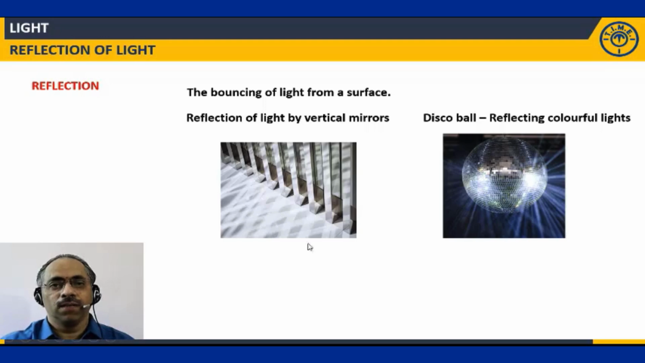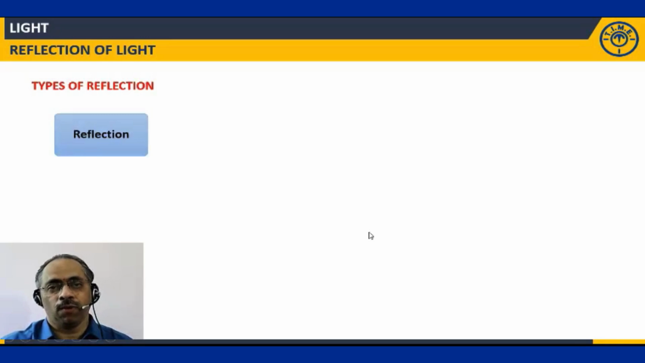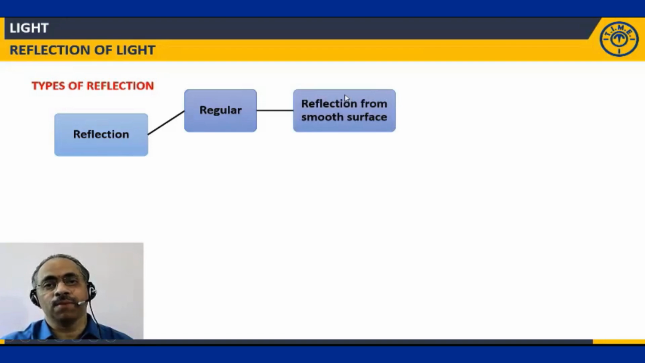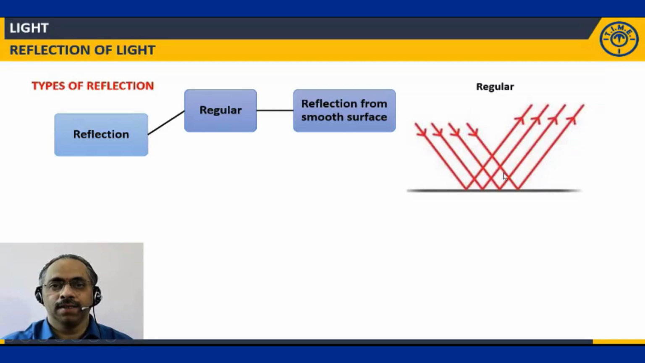When we talk about the types of reflection, we basically have two types. Let us discuss them one by one. The first category is regular reflection. What is regular reflection? Reflection from a smooth surface. Wherever the surface is smooth like this, you have an incident parallel beam of light and it is reflected as a parallel beam of light.